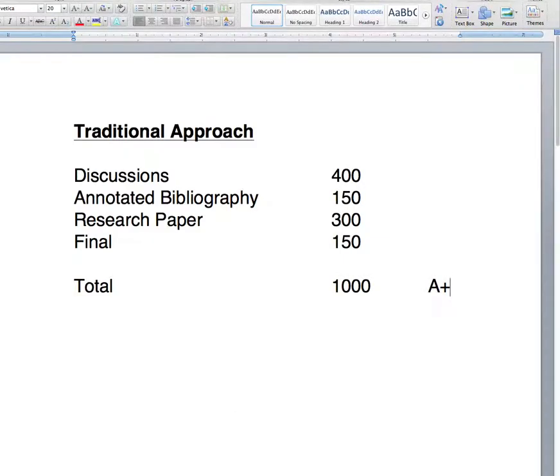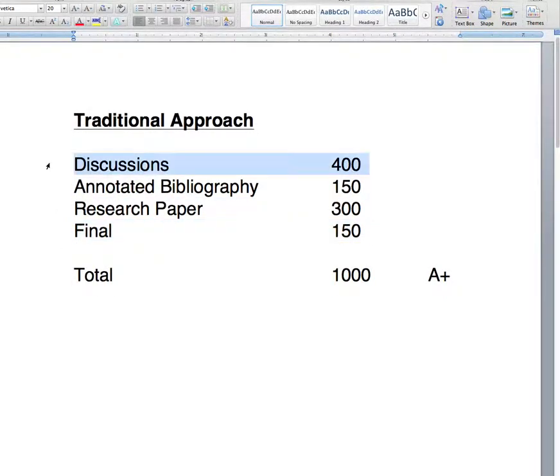I'll go through a few examples. So if you wanted to do a traditional approach, kind of doing the standard things that you would do in most English classes, you would want to do an annotated bibliography, so you're doing some research, maybe use that research to write your research paper, and then take the final at the end of the semester. Once again, you don't have to do any of these three things, but that's something you could do. Plus, let's say you did 400 points worth of discussion. That would possibly get you 1,000 points.